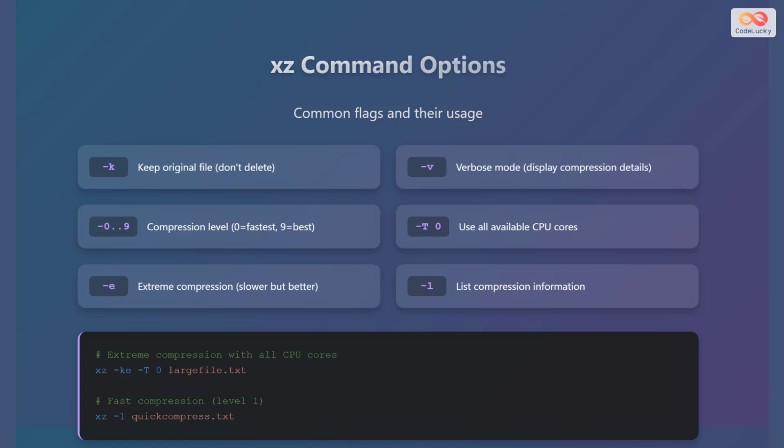For example, to use extreme compression with all CPU cores, type xz -ke -T0 largefile.txt. For fast compression at level 1, type xz -1 quickcompress.txt.